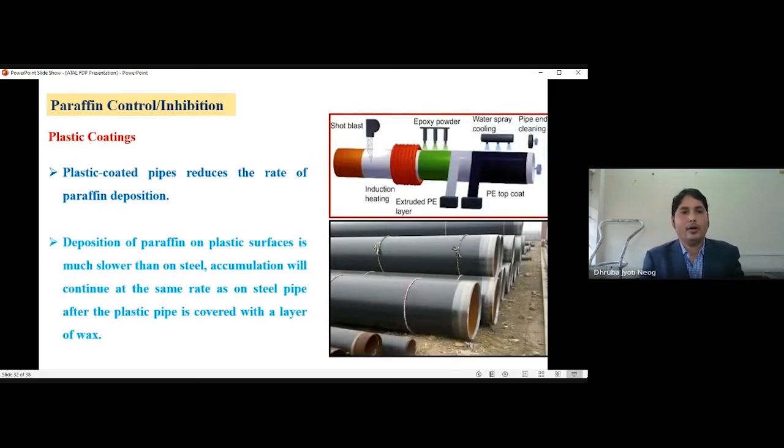Another method of preventing paraffin deposition is the use of plastic coated pipes. Plastic coated pipes can reduce the deposition rate initially, but once a layer of deposition takes place on the plastic coated pipe itself, further prevention of deposition becomes difficult.